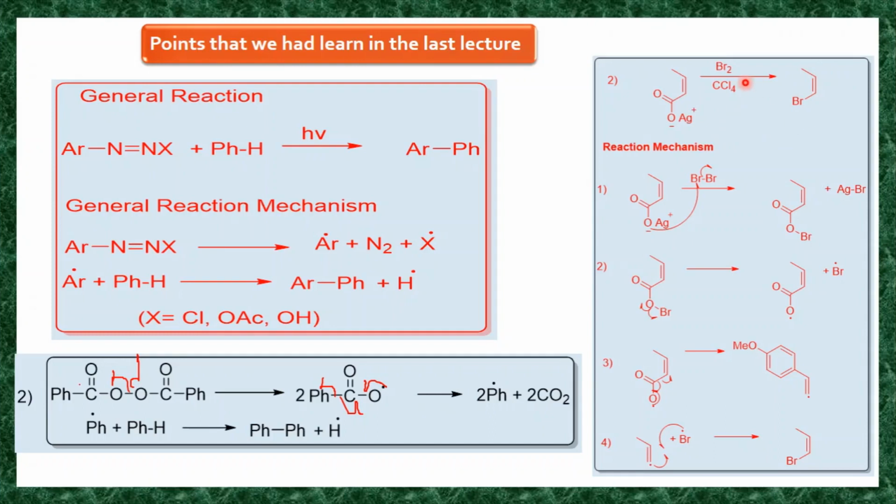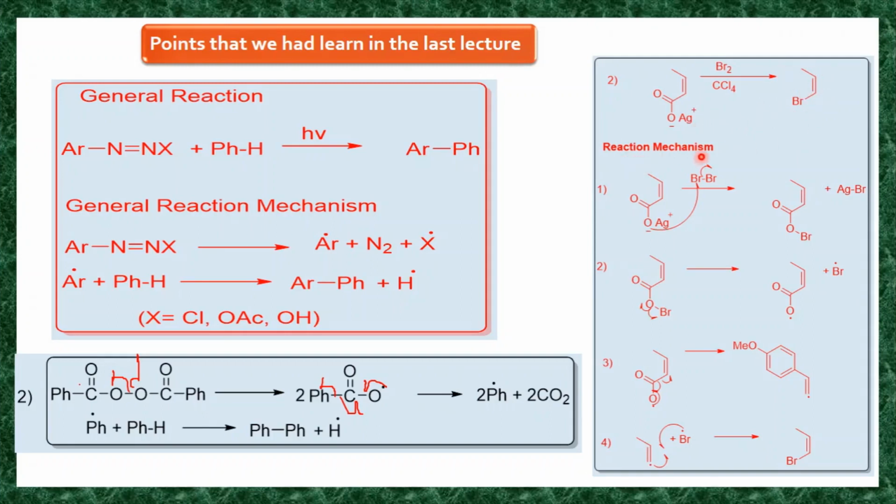The reaction of silver salt of carboxylic acid with bromine leading to alkyl or aryl halide is called the Hunsdiecker reaction, and it is a way of degrading the carbon chain by one unit. Although bromine is the most often used halogen, chlorine and iodine have also been used. So this silver salt of carboxylic acid, when treated with Br2 in presence of CCl4, you will get this vinyl bromide.